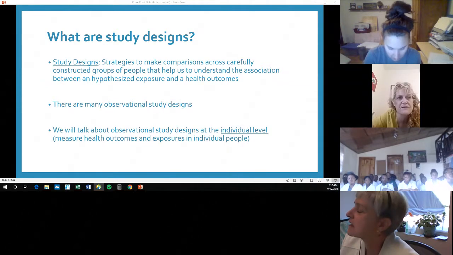Okay, there are many different observational study designs, and we're going to talk about observational study designs at the individual level. So this is at the patient level.